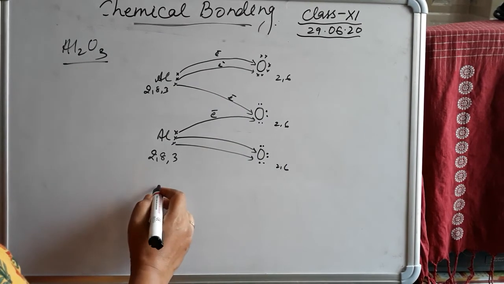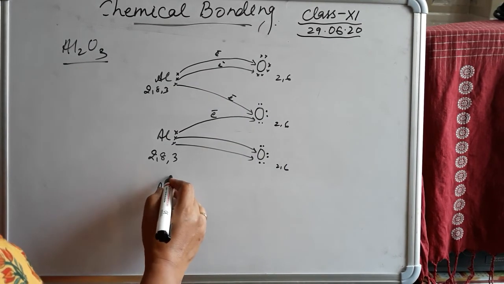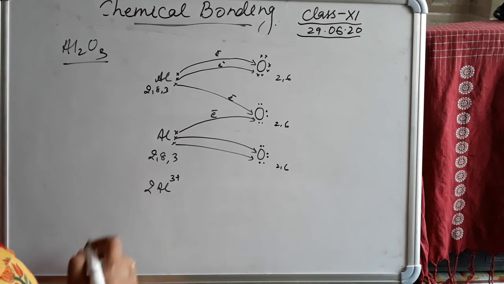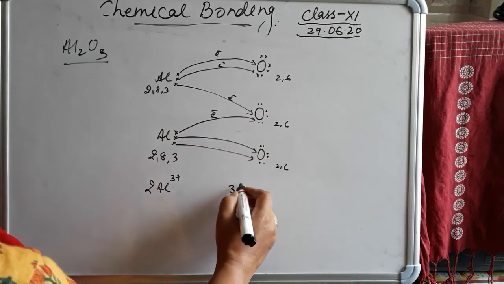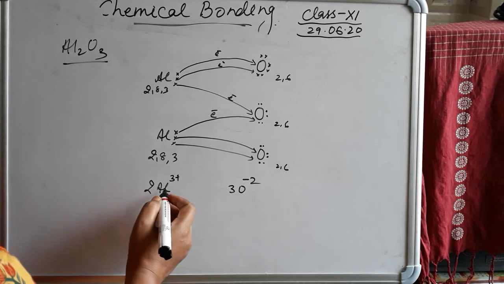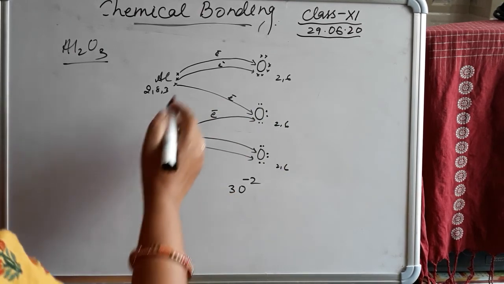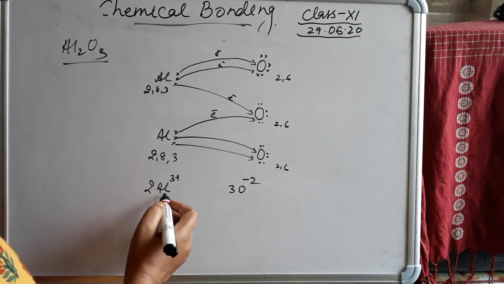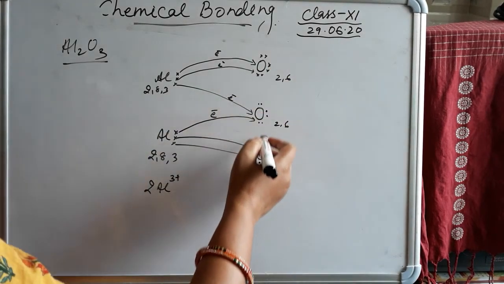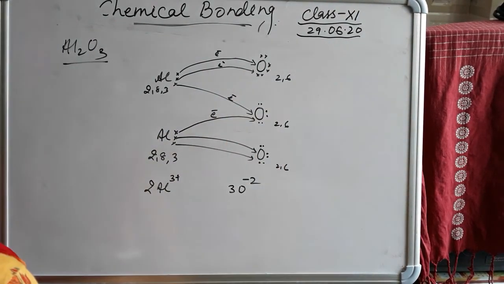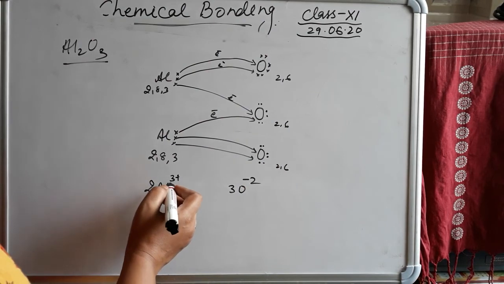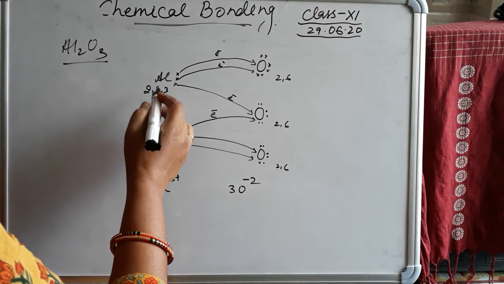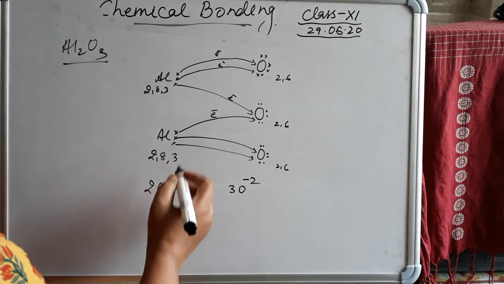So the formation of cation and anion takes place. Two aluminum atoms lose 3 electrons each and become 3 plus cations, and three oxygen atoms gain 2 electrons each. So cation and anion are formed. Here ionization enthalpy is used to form the aluminum ion, and electron gain enthalpy is released when the oxide ion gains electrons. So energy should be supplied for converting neutral atoms to ions, that is removal of electrons.